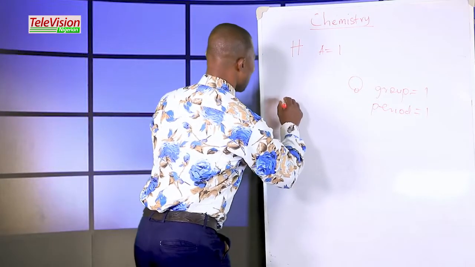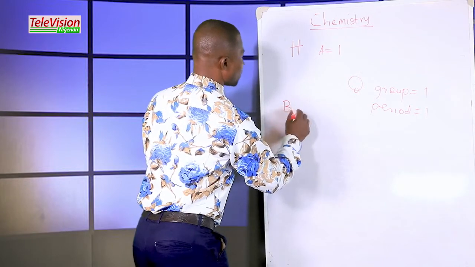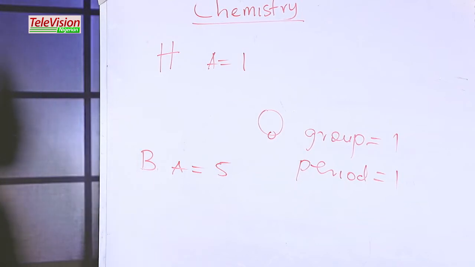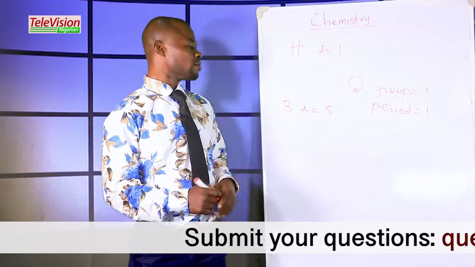Let's consider boron, B. The atomic number of boron is 5. Now, what is the group of boron and what is the period of boron?